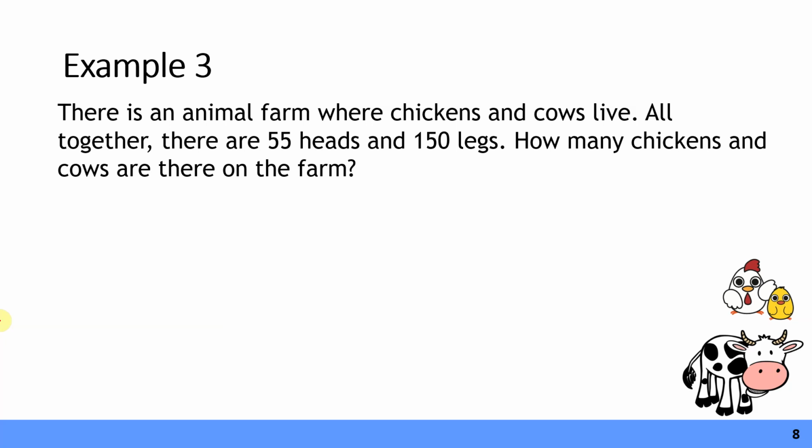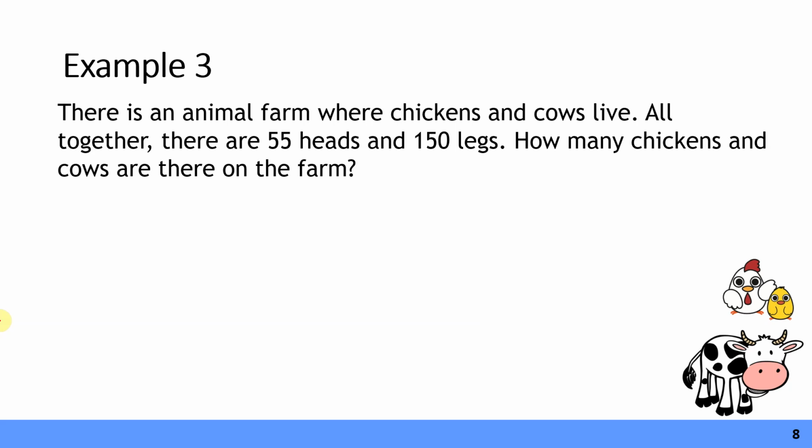he has chickens and cows. Now, for some reason, he was bored and he counted that there's 55 heads in total, and there's a total of 150 legs. Now, the question is, how many chickens and how many cows are on the farm? Like individually. We know there's 55 in total, but how many are chickens and how many are cows? So this is really fun.